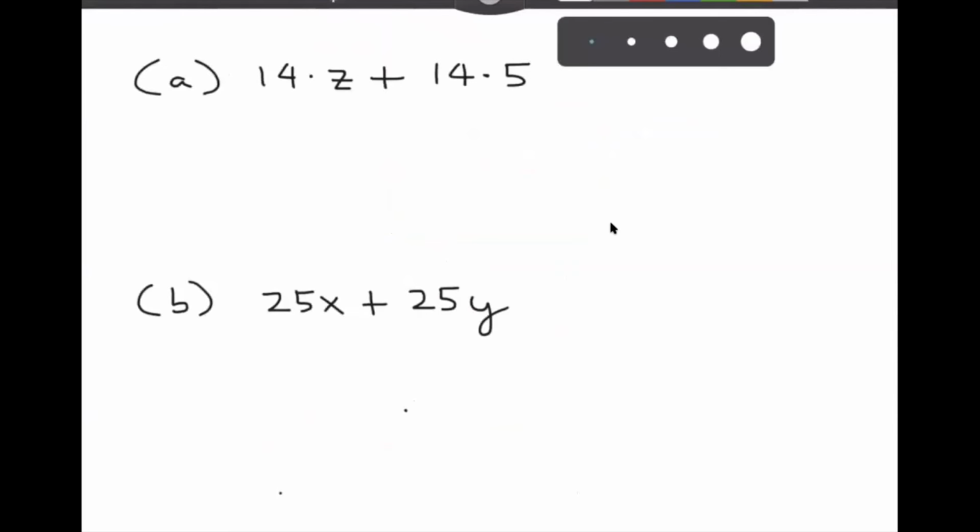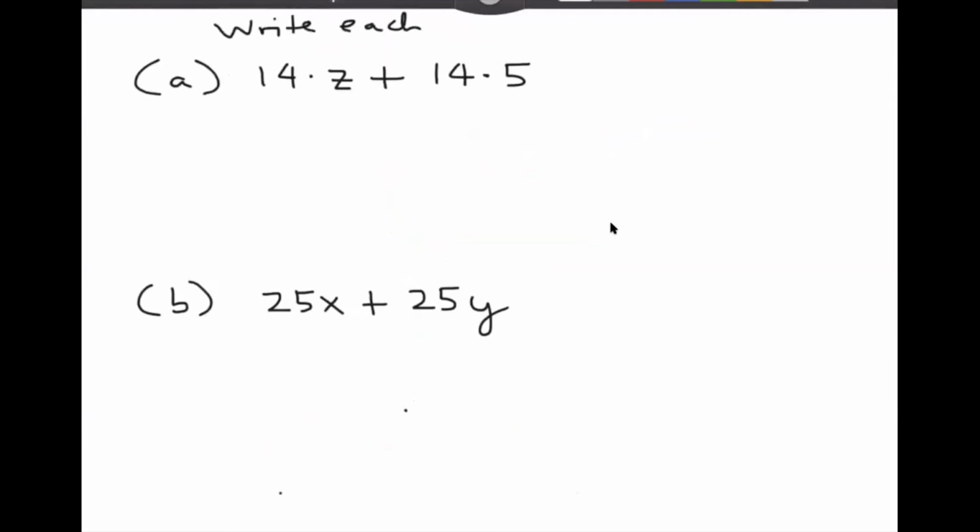Remember that the directions for this one said write each sum as a product using the distributive property. So what we're going to do in this example is run the distributive property backwards. Okay. So in this first example, we have 14 times z plus 14 times 5. So the idea there is that we started out with a 14 outside parentheses. And what was the other piece? Well, there was a z here and a 5 over here.